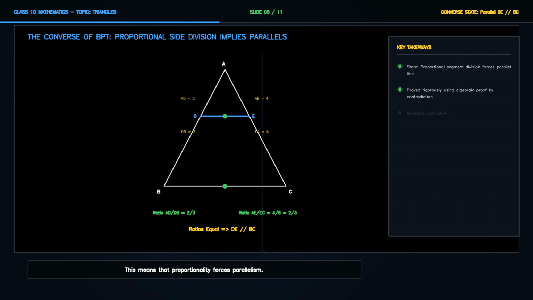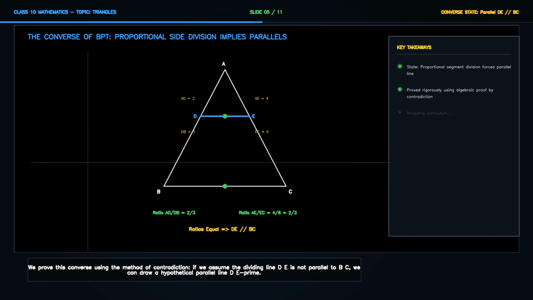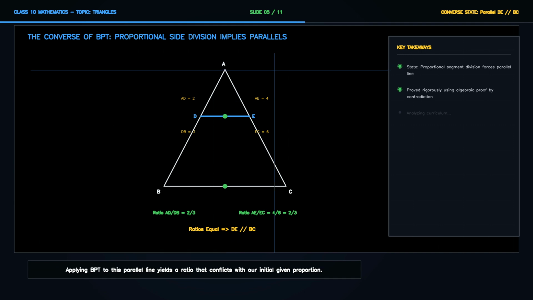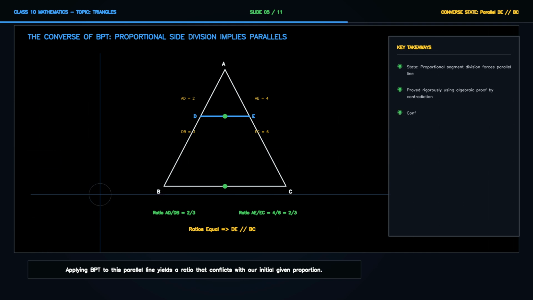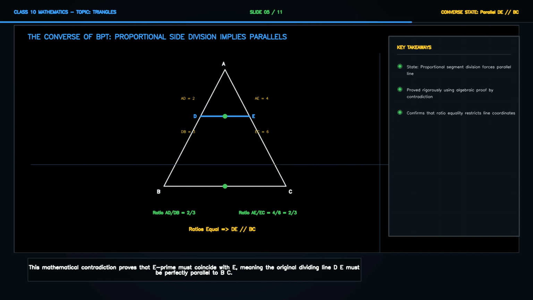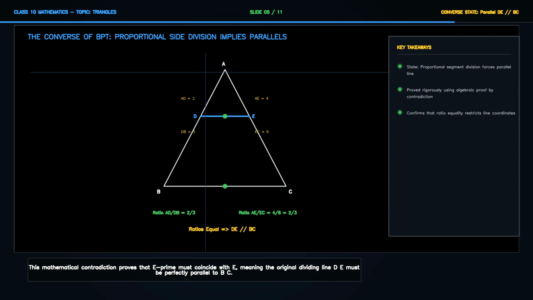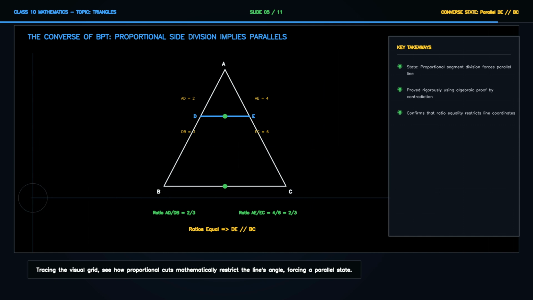We prove this converse using the method of contradiction. If we assume the dividing line DE is not parallel to BC, we can draw a hypothetical parallel line DE prime. Applying BPT to this parallel line yields a ratio that conflicts with our initial given proportion. This mathematical contradiction proves that E prime must coincide with E, meaning the original dividing line DE must be perfectly parallel to BC. Tracing the visual grid, see how proportional cuts mathematically restrict the line's angle, forcing a parallel state.